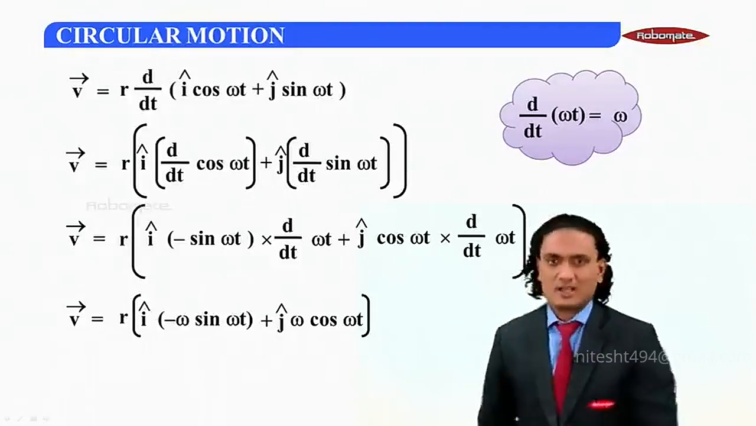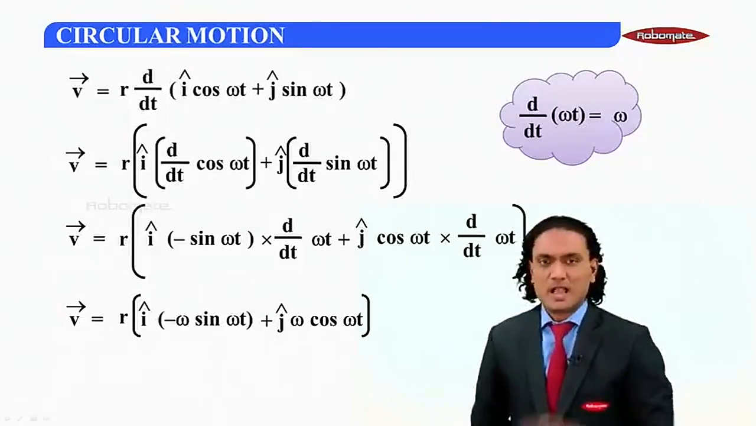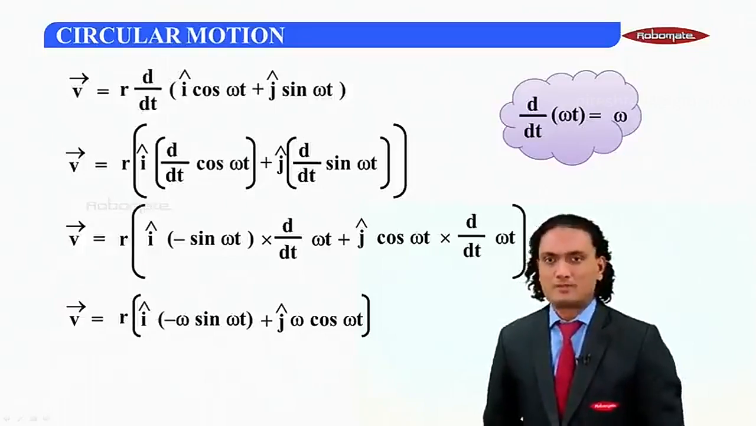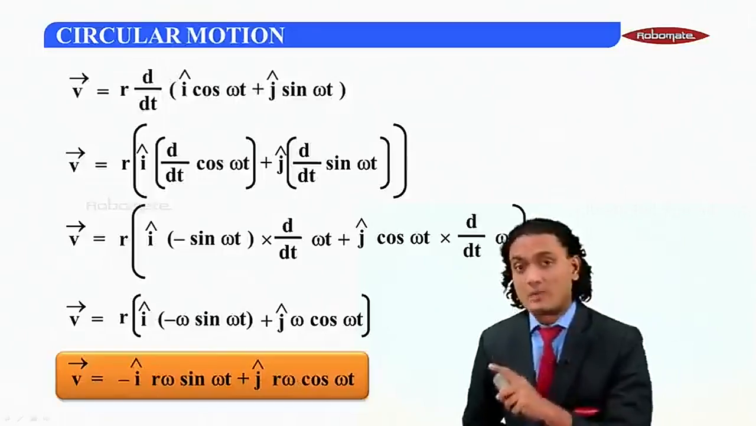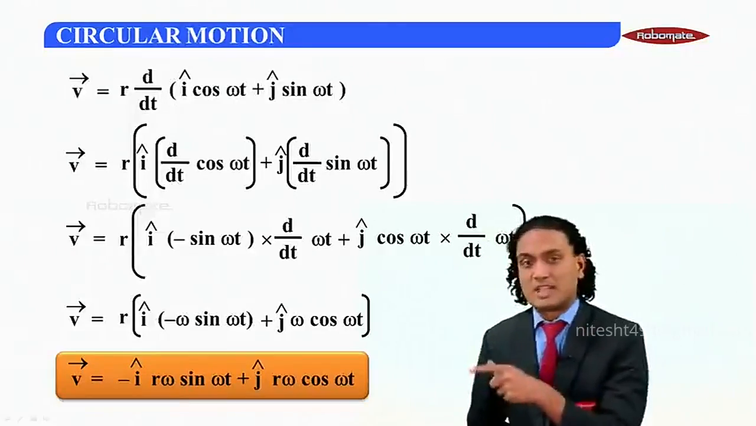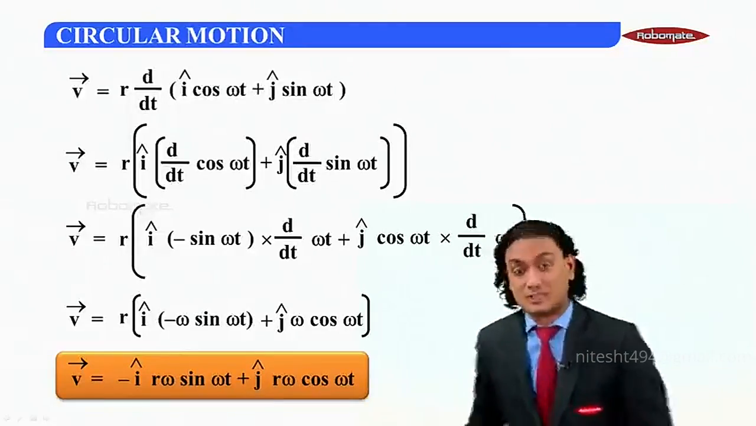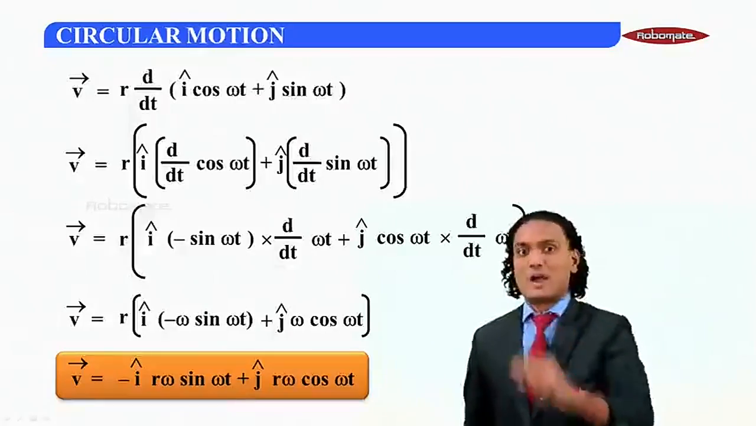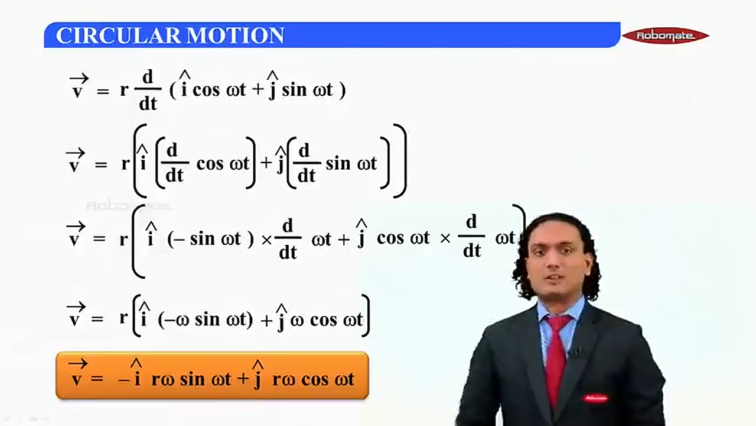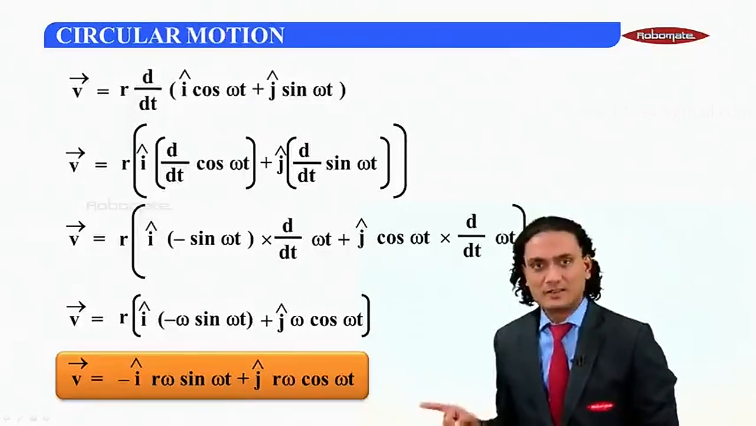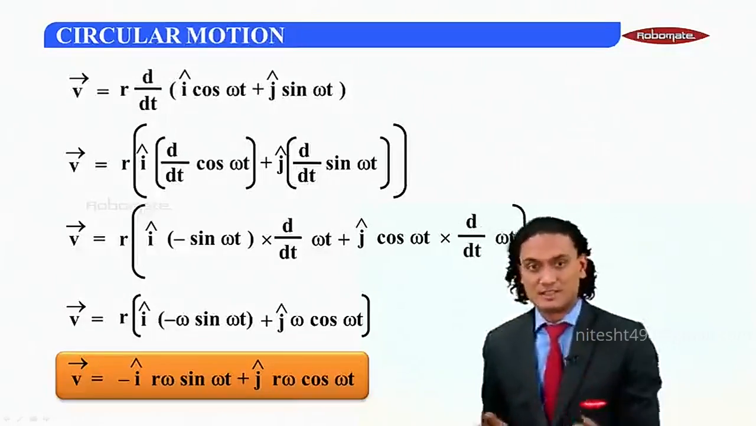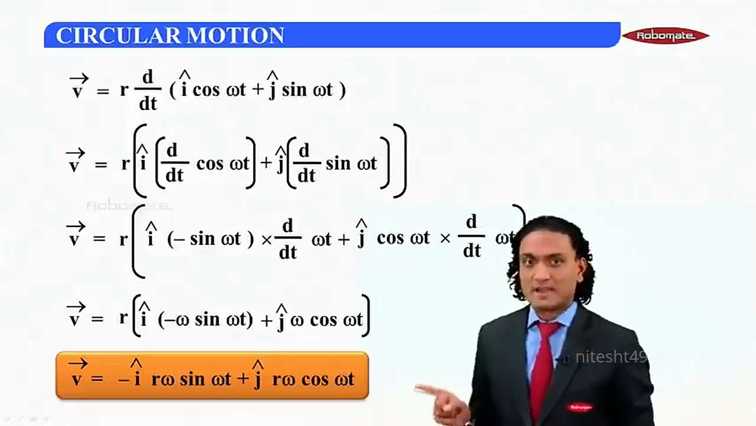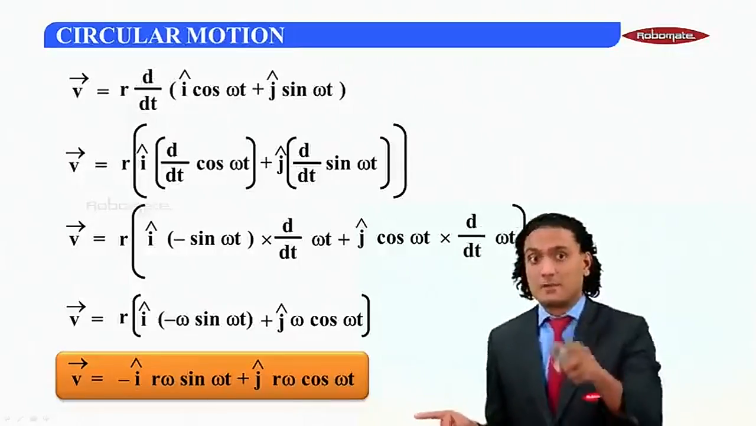Is that clear? Now students, after this it's very simple. I can open up the bracket. If I open up the bracket, I will get v is equal to minus i cap R omega sin omega t plus j cap R omega cos omega t. So this is the velocity of a particle performing uniform circular motion. Please be careful while differentiating. We have used the chain rule, function in a function. So students, we have derived an expression for the velocity of a particle performing UCM.